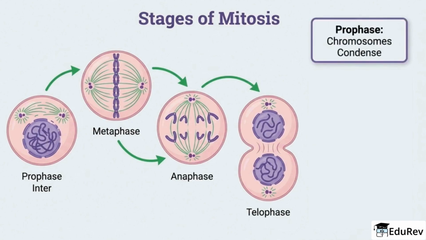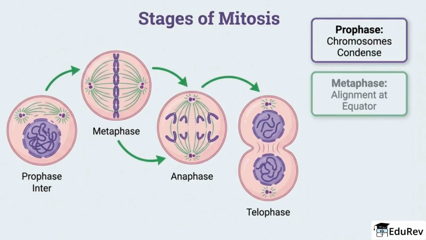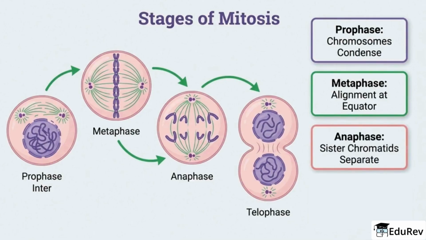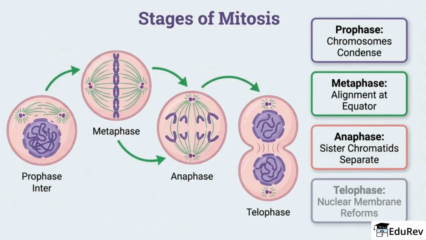During prophase, chromosomes condense and become visible. In metaphase, they line up at the equator of the cell. Anaphase is when sister chromatids are pulled apart toward opposite poles. Finally, in telophase, nuclear membranes reform around each set of chromosomes, setting the stage for cytokinesis and two daughter nuclei.